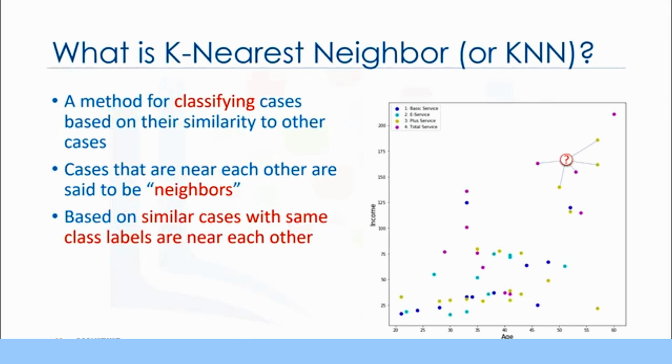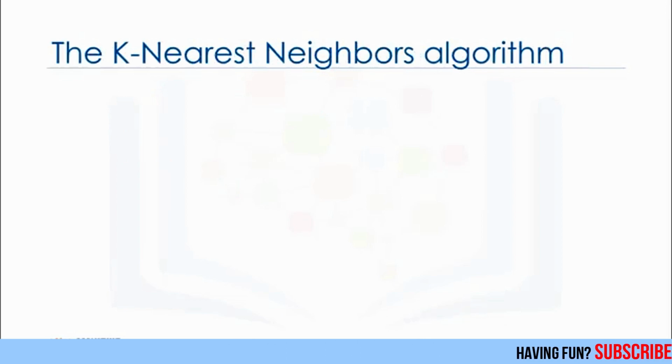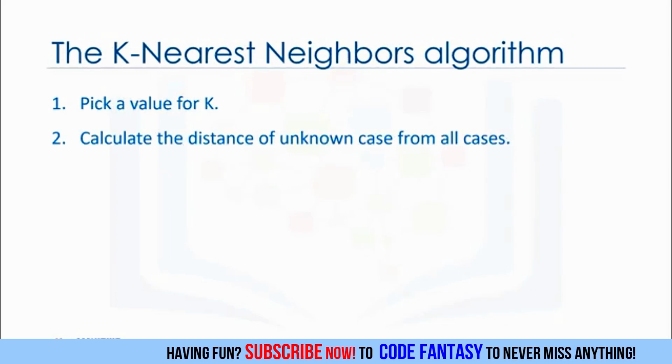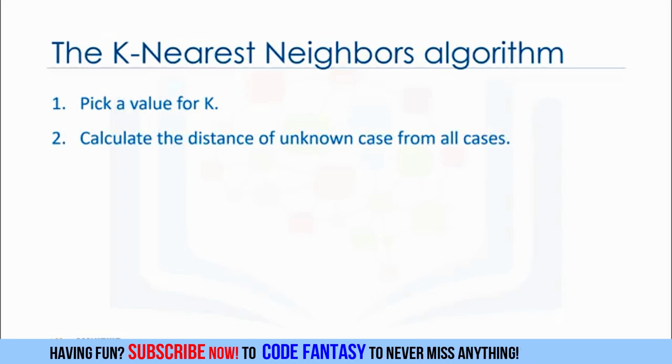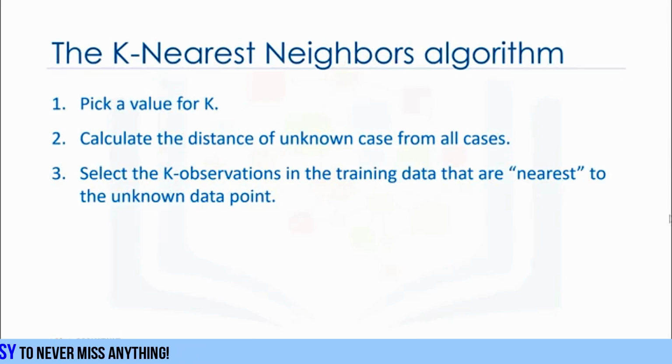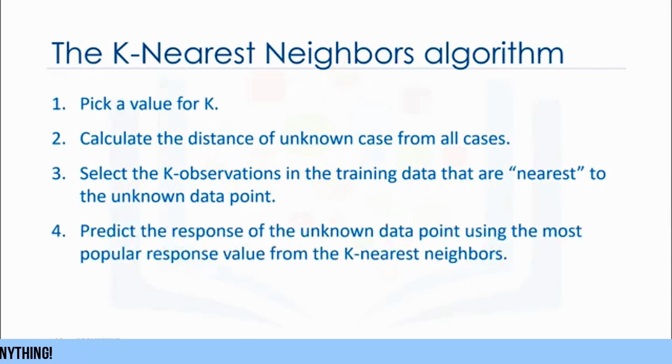Now, let's see how the k-nearest neighbors algorithm actually works. In a classification problem, the k-nearest neighbors algorithm works as follows. 1. Pick a value for k. 2. Calculate the distance from the new case held out from each of the cases in the dataset. 3. Search for the k observations in the training data that are nearest to the measurements of the unknown data point. And 4. Predict the response of the unknown data point using the most popular response value from the k-nearest neighbors.